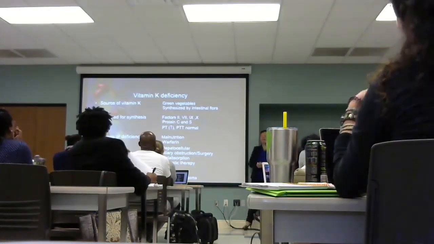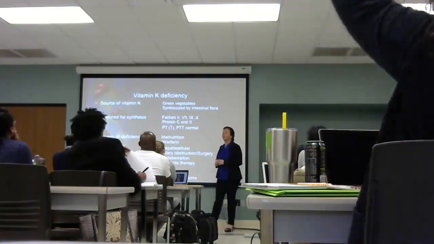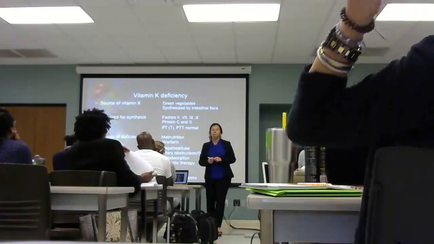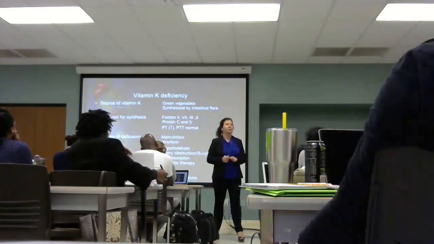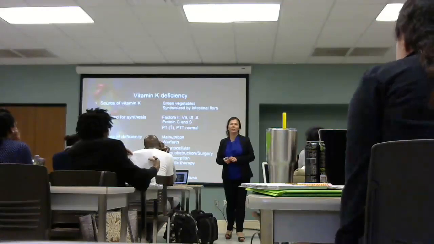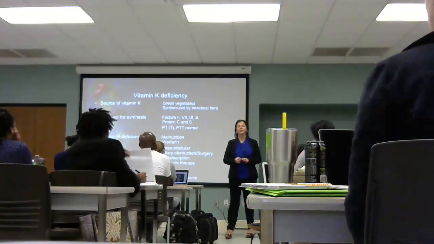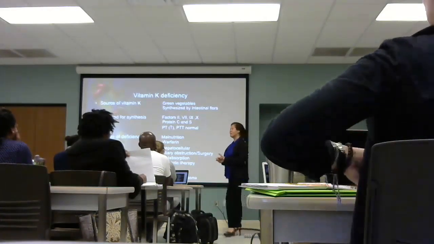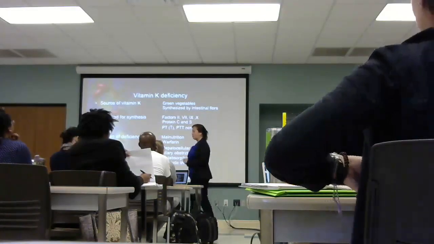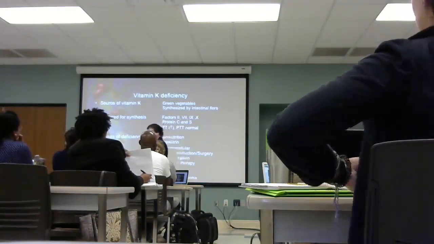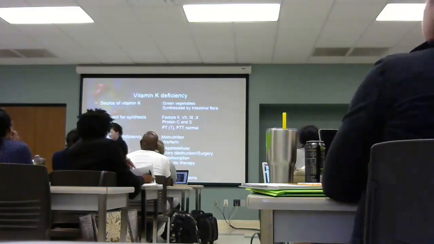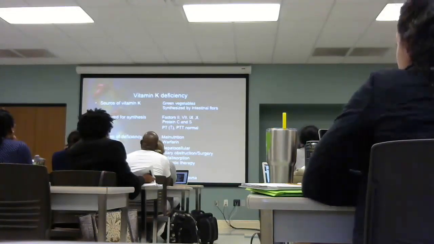So what about if I now have a patient with atrial fibrillation and the patient is on Coumadin and the INR is 5? What's the first question that you have to ask? Is the patient bleeding? Is the patient bleeding?